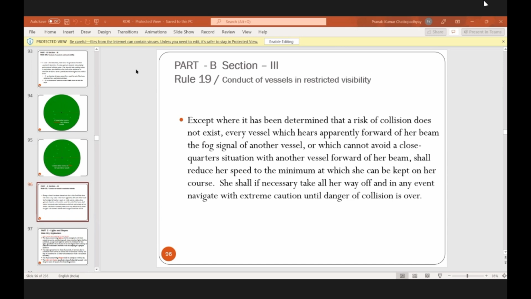You know why? Then you will be told that you are saying that your radars, you had no available means of determining risk of collision. Fine. And you have followed according to Rule 19E. How will the other vessel know that your radars are not working? How will the other vessel come to know that you have no available means of determining risk of collision? We will tell her by signals, we will let her know that we don't have available means.